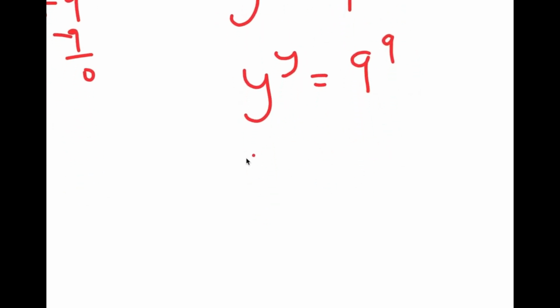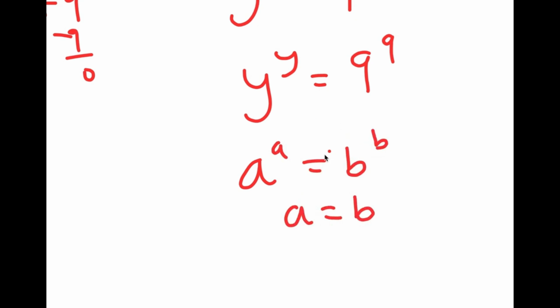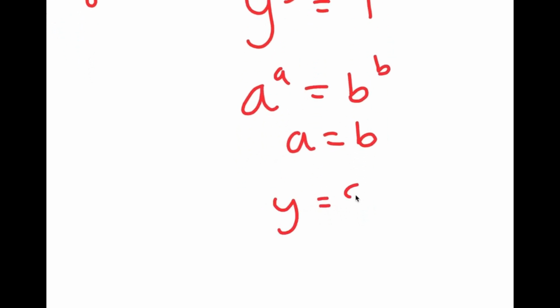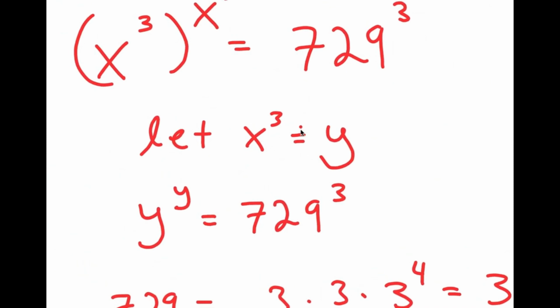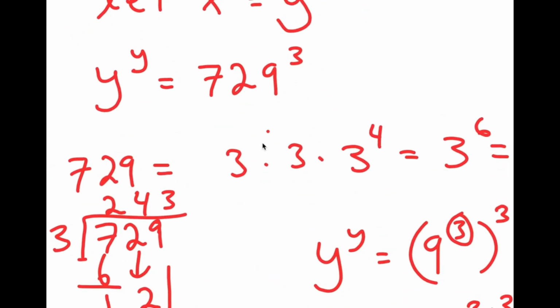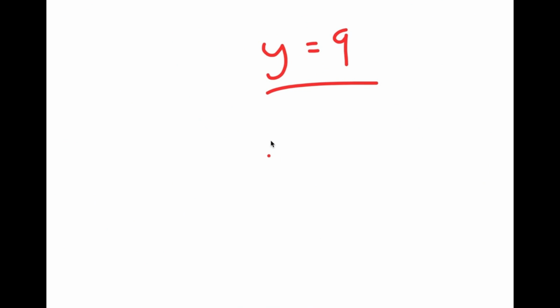And now I can use the property that if a to the power of a is equal to b to the power of b, this means that a equals b. So in this case, y is equal to 9. Now, recall how I let x to the power of 3 equal y, meaning I get x to the power of 3 is equal to 9.